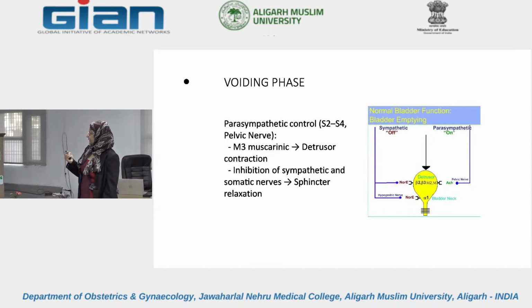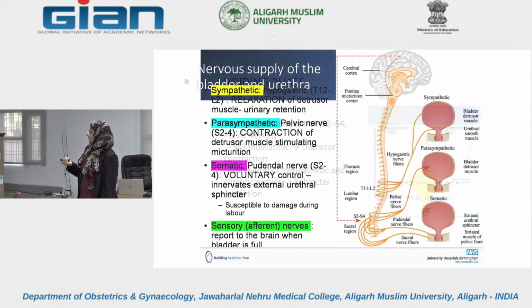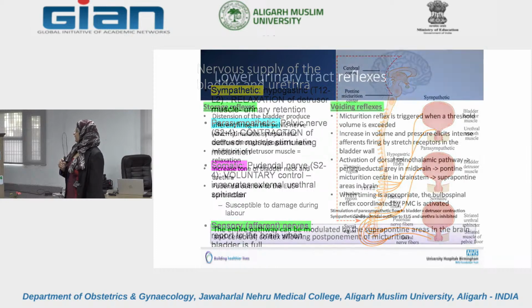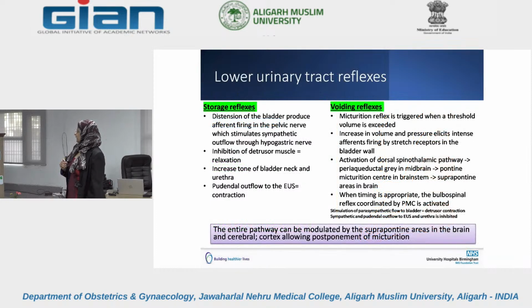Again, it's a nice picture. You can refer back to it with sympathetic, parasympathetic, somatic, and sensory levels and all the information there. So storage reflexes are distension of the bladder produced by afferent firing in the pelvic nerves, inhibition of detrusor muscle which causes relaxation, increased tone of bladder neck and urethra, and pudendal outflow to external urethral sphincter causing contraction. So that is the storage phase.